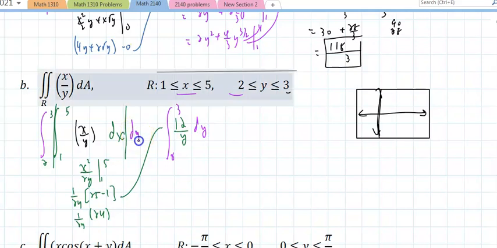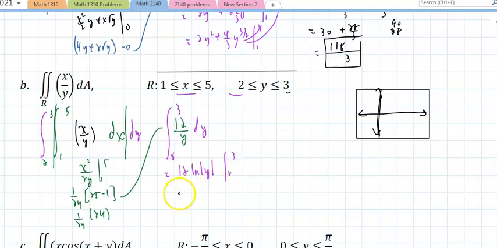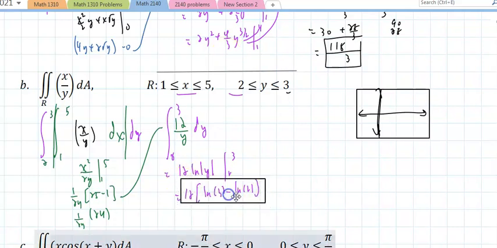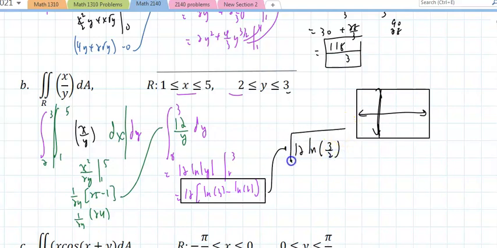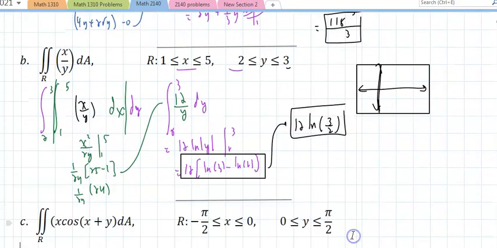And that would be 12 natural log of the absolute value of y evaluated from 2 to 3. That is 12 times natural log of 3 minus natural log of 2. Again, that is a fine answer. Most likely, the author loves this part. The back of the book will have 12 natural log of 3 over 2. You really don't have to do that, but you should be able to. But for a test, no worries.